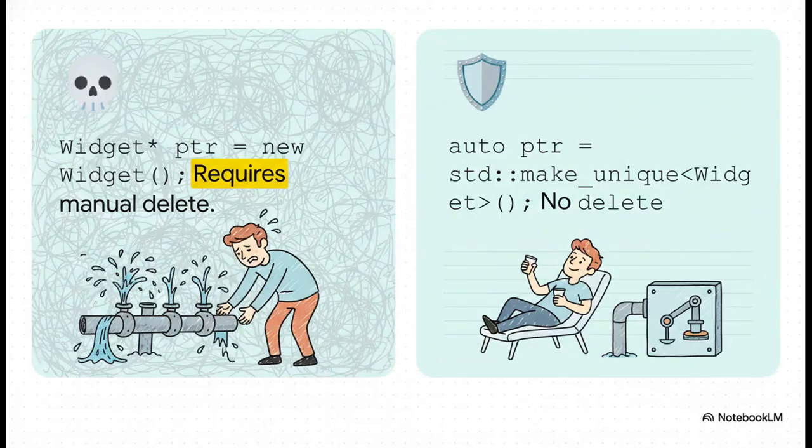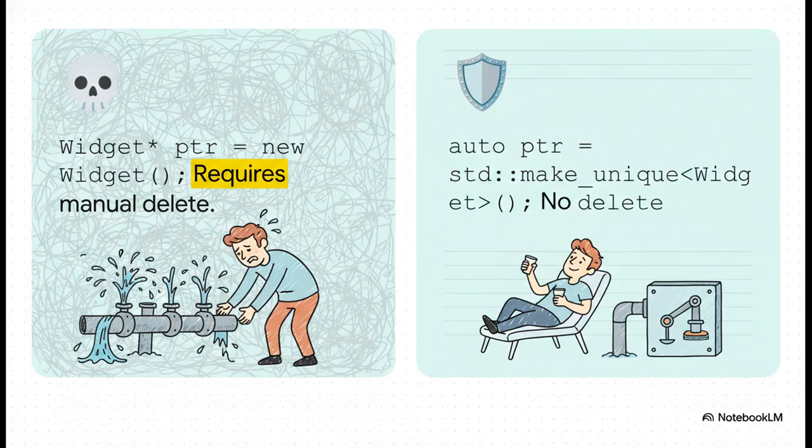And this right here says it all. It's night and day. On the left, you've got the old way, a raw pointer, a manual new, and the constant fear of forgetting to delete it. On the right, the modern way, std::make_unique. It gives you a smart pointer that owns the memory.